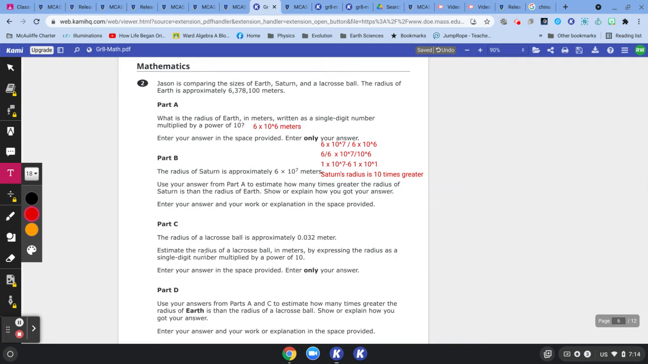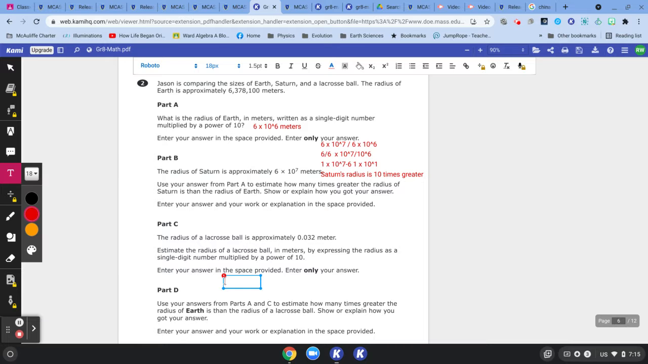Now let's take a look at C. All right, again, we were told the radius of the lacrosse ball is 0.032 meters. Estimate the radius of the lacrosse ball in meters by expressing the radius as a single-digit number multiplied by a power of 10. What they mean is turn that into scientific notation. The single-digit number is going to be the 3, which will be rounded. Since we're dropping the 2, we're dropping something lower than 5, so we keep it as a 3.